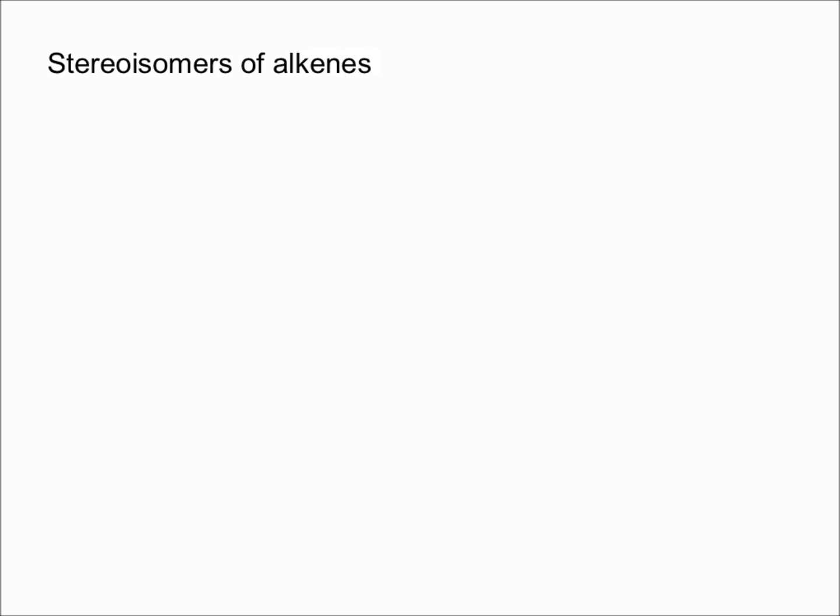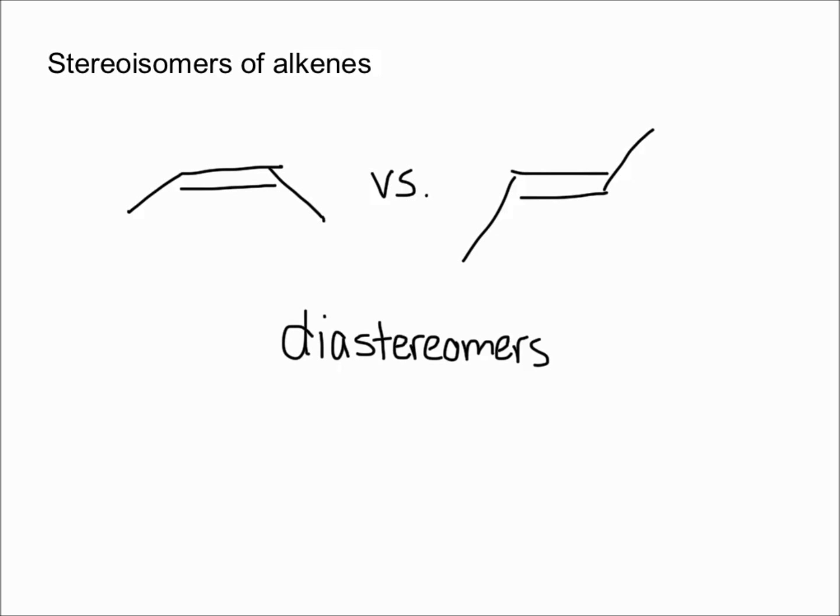One last thing to mention is that stereoisomers of alkenes exist. The two molecules that I've drawn are actually called diastereomers. These diastereomers, or geometric isomers, are not the same thing as conformational isomers.